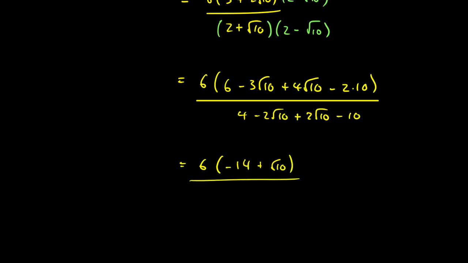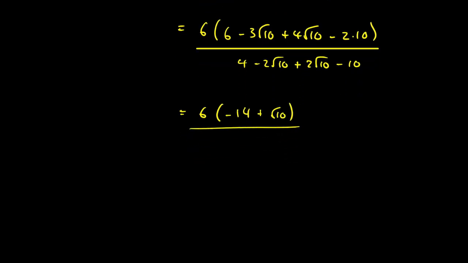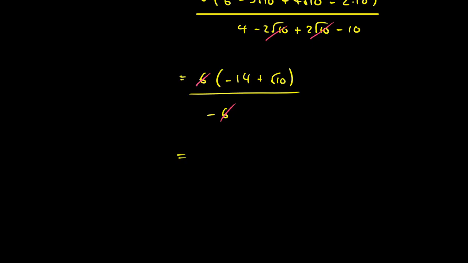All over 4 minus 10 is negative 6. And the negative 2 root 10 plus the 2 root 10 just cancels off. And so that's a happy coincidence for us because it means also the 6 is cancelled off. And so we've got negative 1 on the bottom. So we just multiply top and bottom by negative 1. And that's going to give us 14 minus root 10.